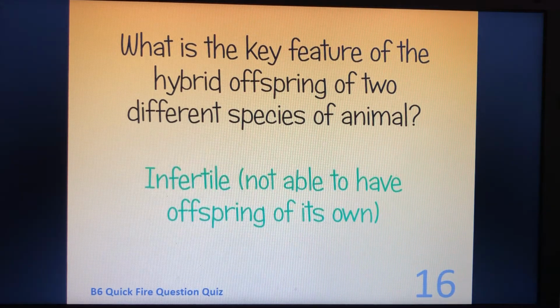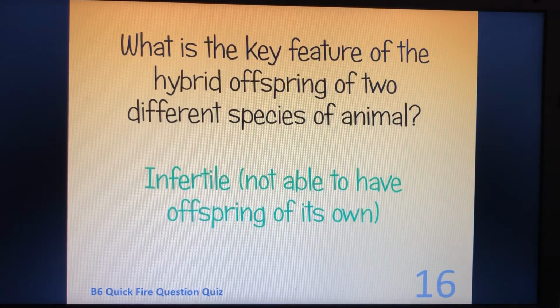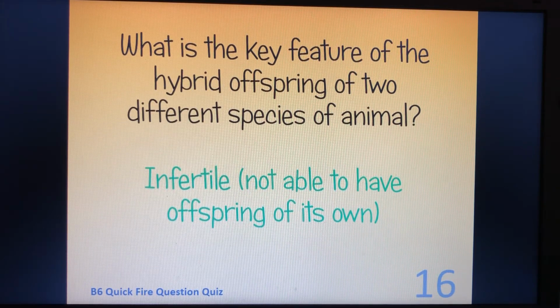And the answer is they're infertile. They're not able to reproduce and have offspring of their own. Okay, so it kind of stops that process from any more hybrids being produced.